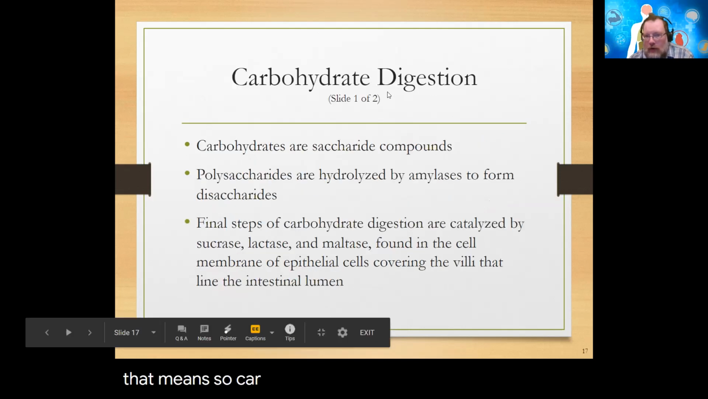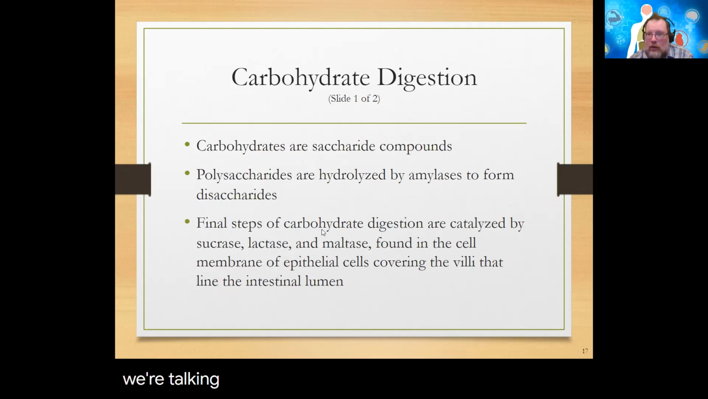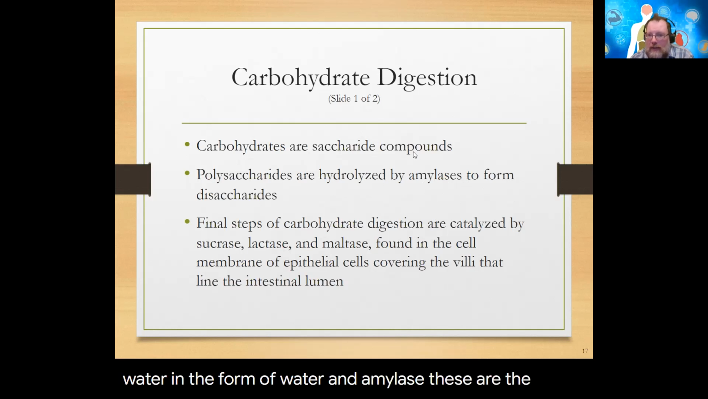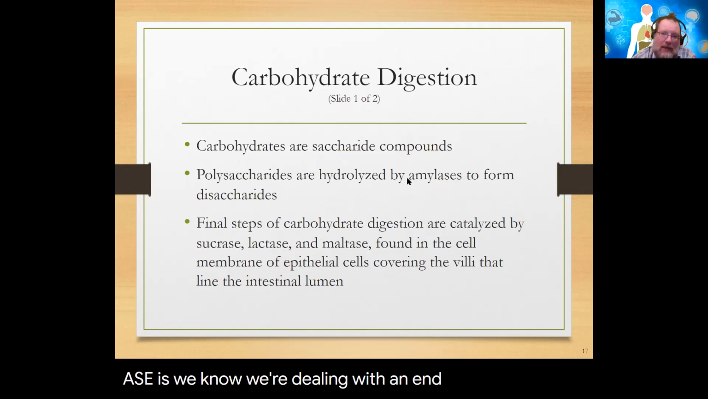So carbs are first. We'll zip through these. Carbs are saccharides. So whenever we see saccharide, we know we're talking about sugars. We think of polysaccharides as long chain carbohydrates. We certainly, again, have hydrolysis, water, and amylase. These are the different types of amylases. Again, we see ASE, and we know we're dealing with an enzyme that breaks down amyls or saccharides.